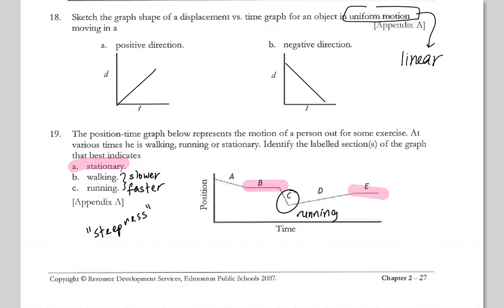Now let's look at C and D. What's different between C and D? One has a negative slope and the other has a positive slope. So what's happening in C and D? Are you running away from your start point or towards your start point? What's happening? Towards your start point for C, and away from your start point for D. Good.